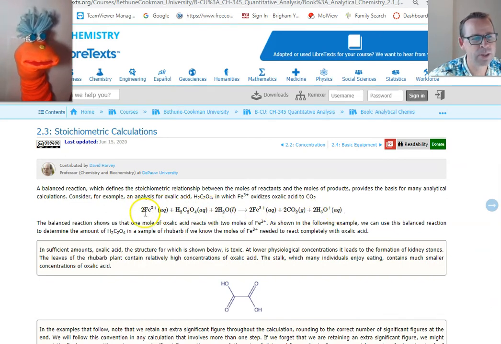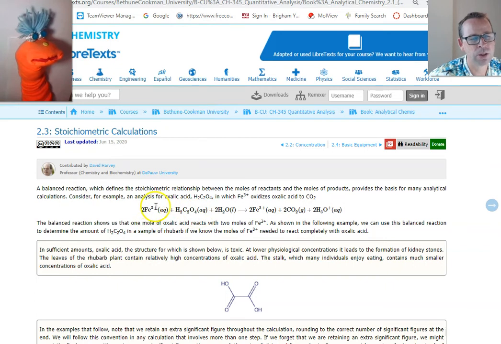Do you want to translate this? Read this to me in English? I can do that. I don't know what that stuff is. This is oxalic acid, H2C2O4. Okay. So 2 moles of iron plus oxalic, 1 mole of oxalic acid.